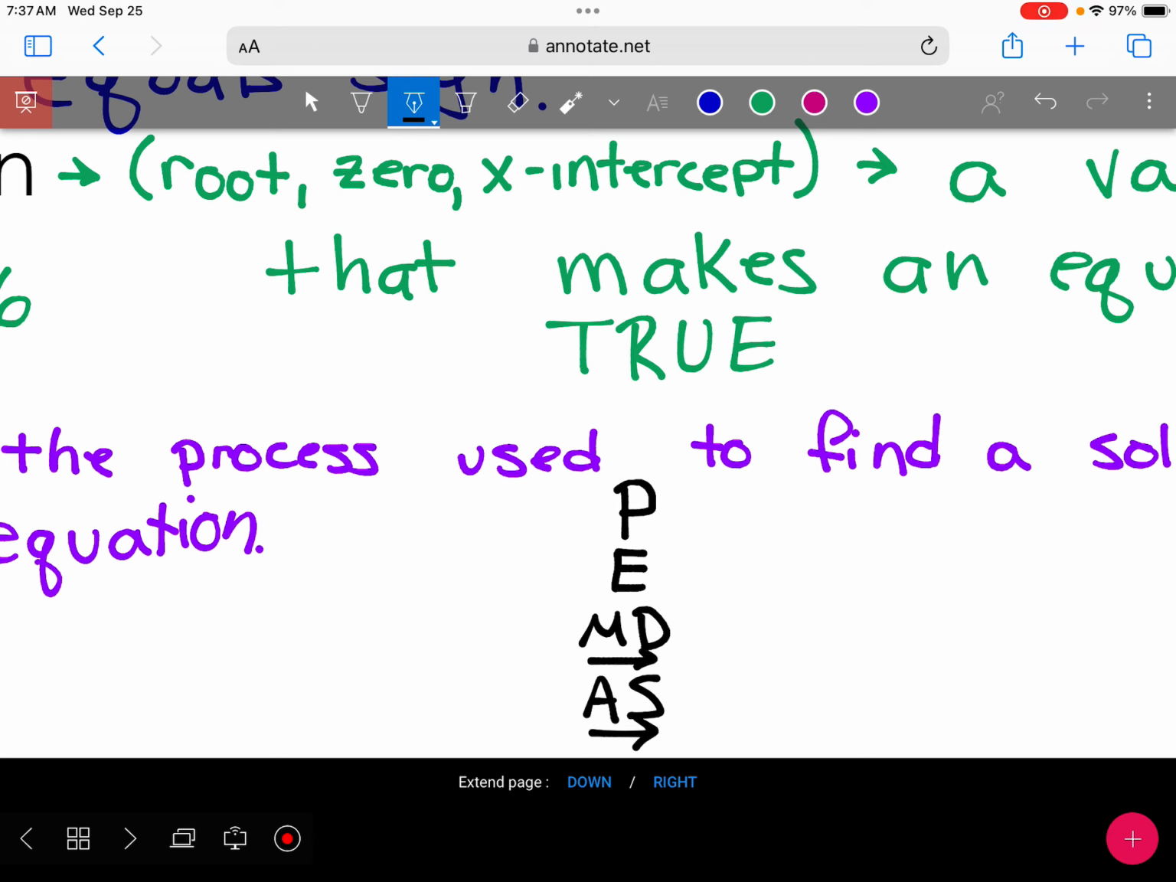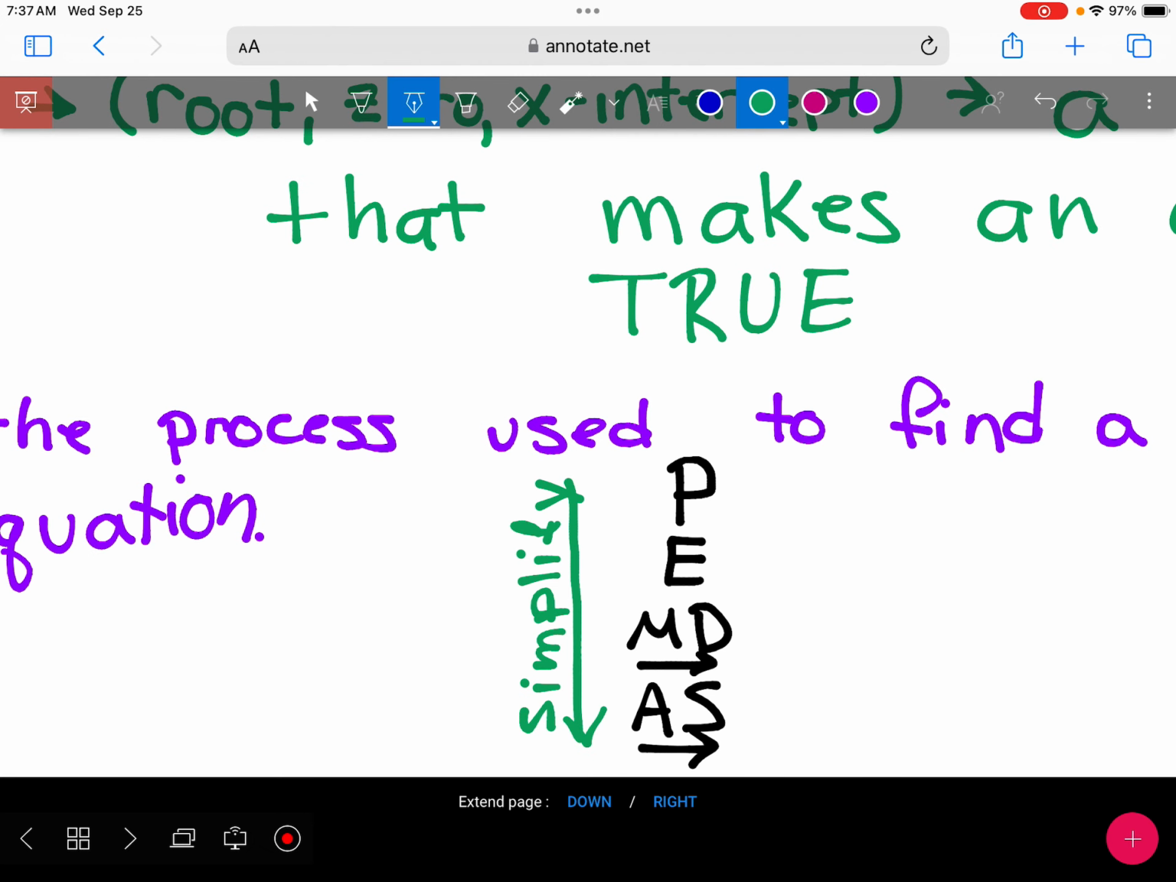Multiplication and division go together, addition and subtraction go together. When we simplify, meaning we're not crossing the equal sign, we go this way. This is for simplifying. Simplifying does not cross the equal sign. When we are solving, if we're not sure where to start, start from the outside and work your way in, which is almost always backwards up your PEMDAS. So go this way. Solve. Again, this is not your only option.